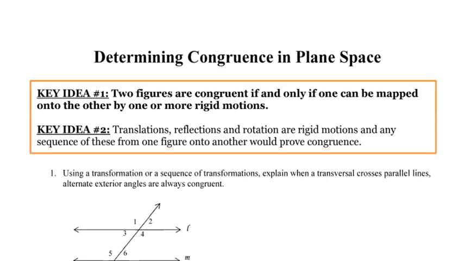Translations, reflections, rotations, they're all rigid motions that preserve size and angle measure. And anytime we can map one figure onto the other using a sequence of those rigid motions, that size and angle measure is preserved and those figures therefore have to be congruent.